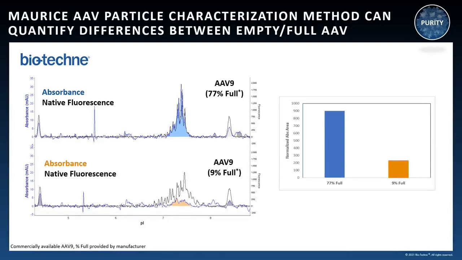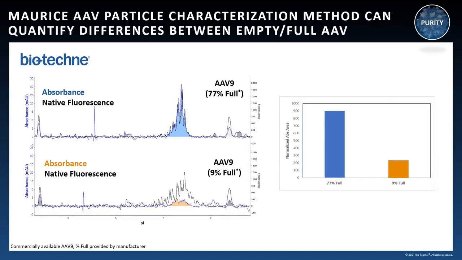To show that Maurice's dual wavelength detection helps elucidate empty/full status of AAV samples, we analyzed a pair of commercially available empty and full AAV9s with an intact method. First, shown in blue is the absorbance of an AAV9 77% full sample, and in black on the same trace is the native fluorescence. The two have high agreement for each peak. However, in contrast, if we look at the bottom electropherogram for an AAV9 empty sample, the absorbance is substantially lower. This makes sense given the fact that there should be very little DNA in that sample.